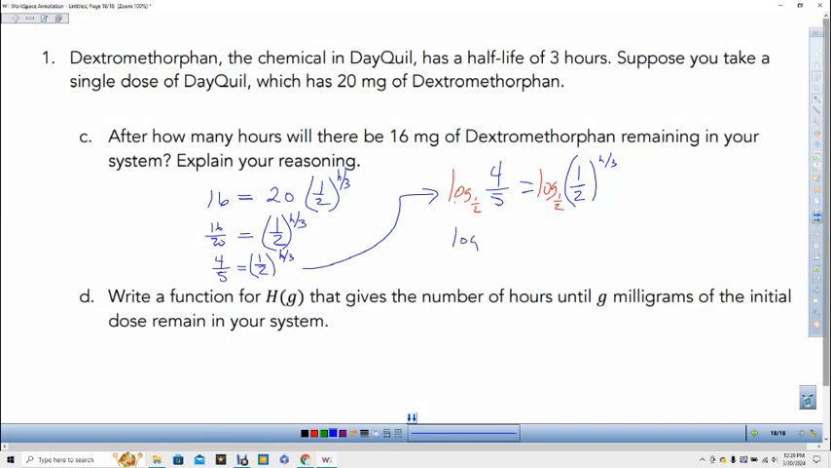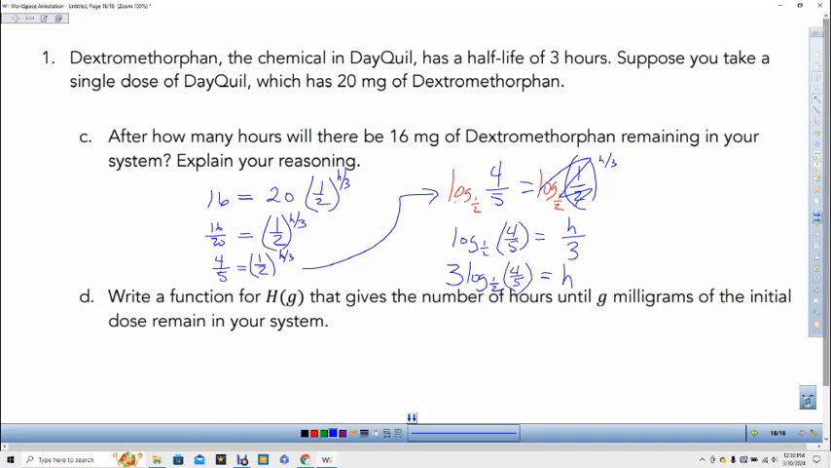So now we've got log base 1/2 of 4/5 is equal to log base 1/2 of 1/2 to the h over 3. That's all going to cancel out, and it leaves us with just h over 3. Then we can continue solving this. Remember, all you want to do is solve for h. So we're going to multiply both sides by 3. So h is going to equal 3 times log base 1/2 of 4/5.